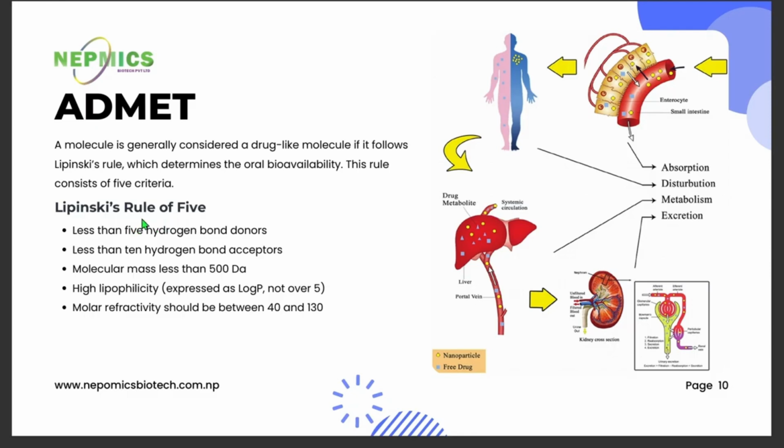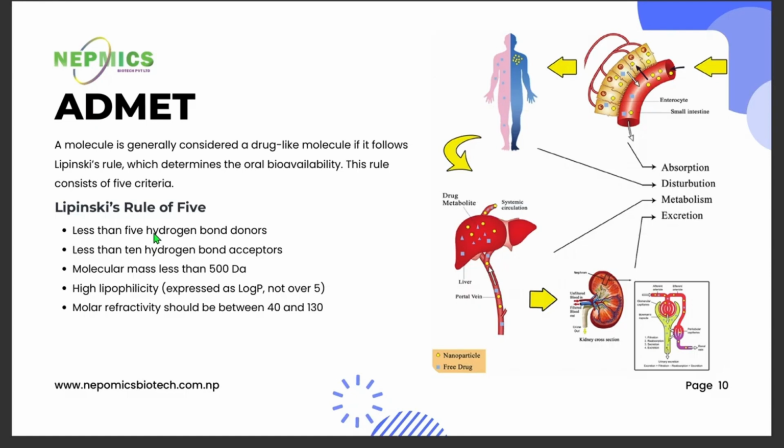So in case of Lipinski rule of 5, there are 5 different parameters which a compound or any drug molecule needs to follow to be considered as drug-like in nature. The first guideline value is that it should have less than 5 hydrogen bond donors. Next, less than 10 hydrogen bond acceptors need to be there. Molecular weight needs to be less than 500 Daltons. The lipophilicity value should not be above 5, and molar refractivity should be between 40 and 130.